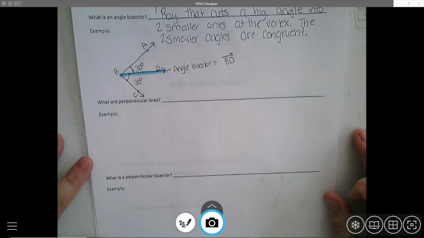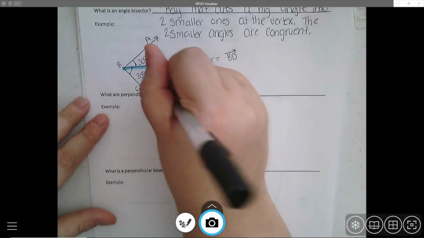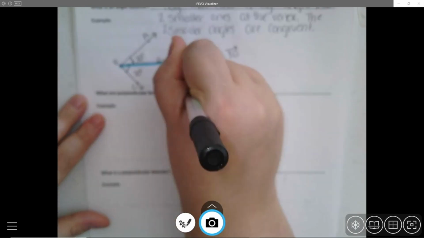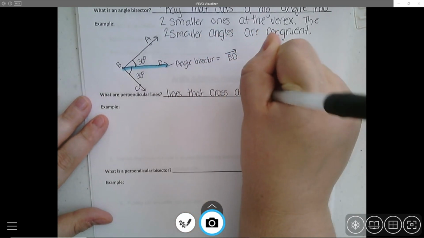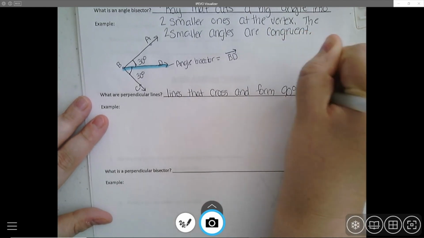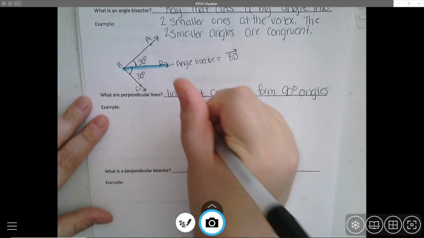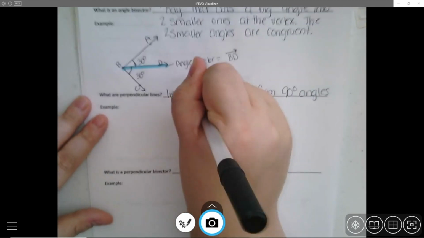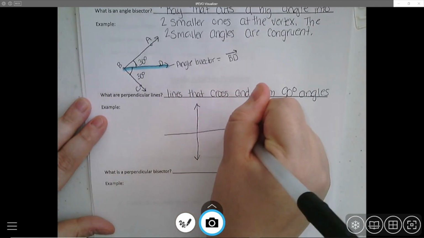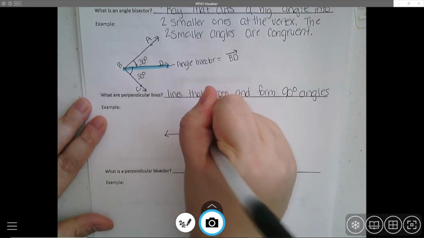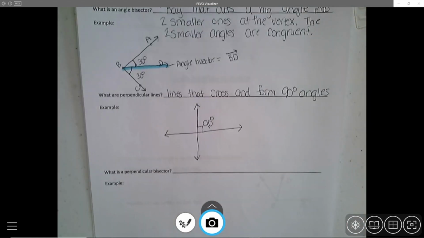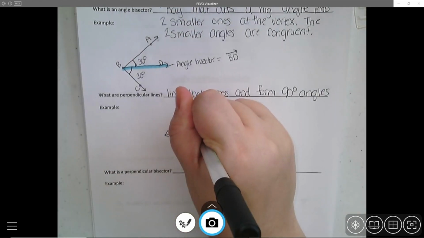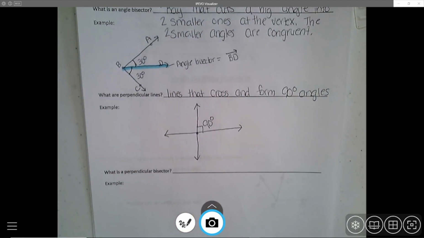Okay, going here, what are perpendicular lines? These are lines that cross and form 90-degree angles. So I'm going to have two lines. They're really going opposite. If one is going up and down, the other one's going to go side to side. Where they touch, they form that box, or they form 90-degree angles. That's how I know I'm looking at perpendicular lines: where they cross, I should be seeing 90 degrees.